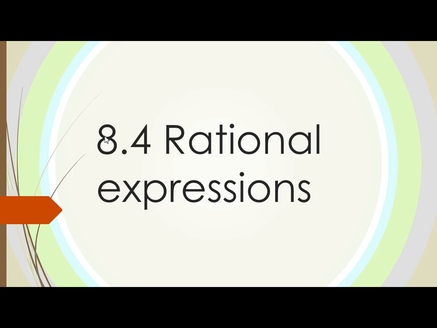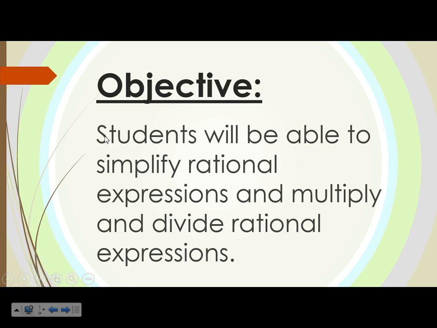Today we are going to go over Chapter 8, Section 4. We're skipping over a little bit and we'll jump back and forth a little, but we're going to start this chapter with Section 4. So the objective today: students will be able to simplify rational expressions and multiply and divide rational expressions. So those are the big things that we're looking at today.